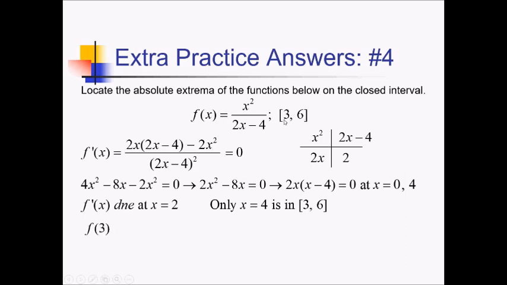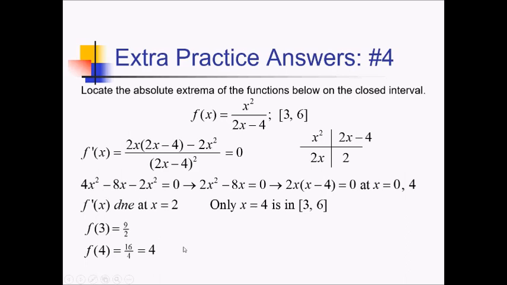So f of 3, that's going to be 9 over, let's see here, this is 6 minus 4, so 2. So 9 over 2. Now let's test out f of 4. That's going to be 16 over, this is 8 minus 4, so 16 over 4, which is 4. And I am going to simplify these when I can, because I have to compare them to see which one's bigger and smaller. That's easier to do if I've got them simplified.